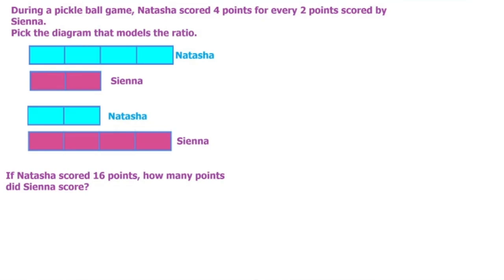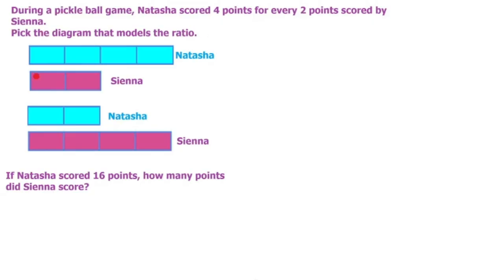An equivalent ratio word problem. So if we have a problem like this one that says, during a pickleball game, Natasha scored 4 points for every 2 points scored by Sienna. Pick the diagram that models the ratio.